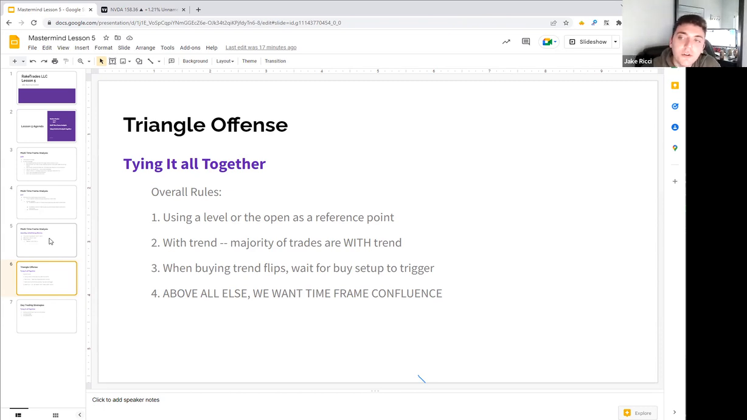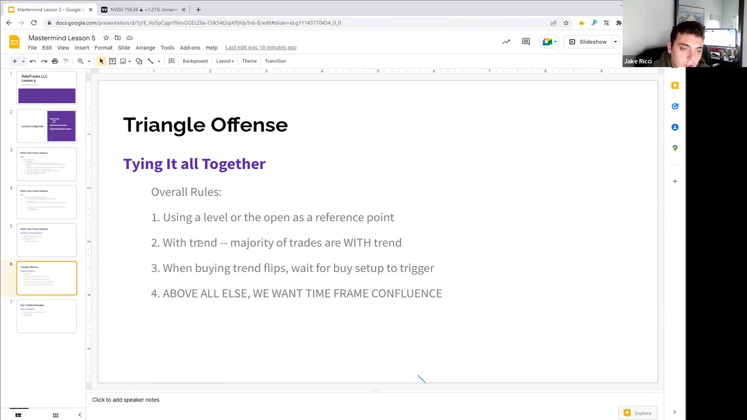So just those alone ain't enough, fam. You need to be using a level or the open as some sort of reference point. Otherwise, your risk reward will ultimately end up being clouded, in my opinion, because you're going to be trading in between levels, in the middle of those, as opposed to taking something off of a level or using the level as your reference point, right?